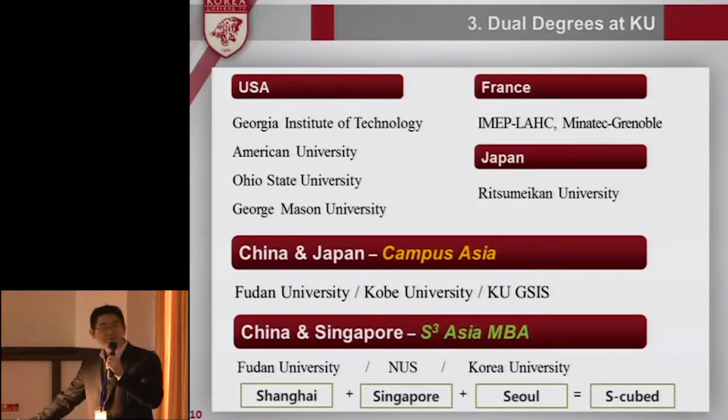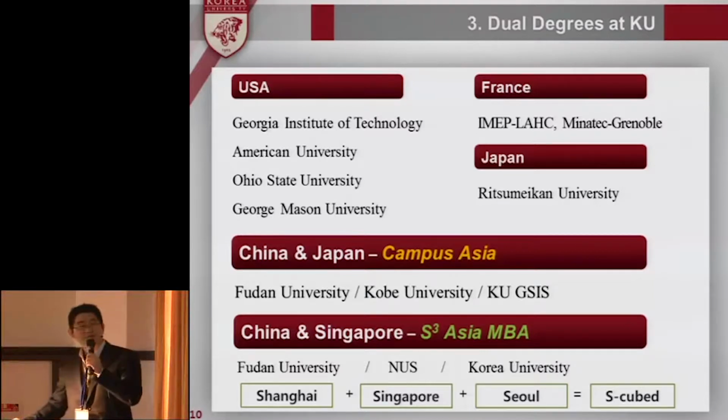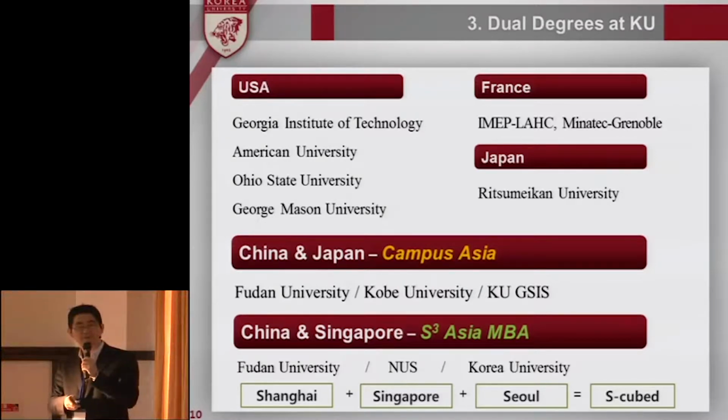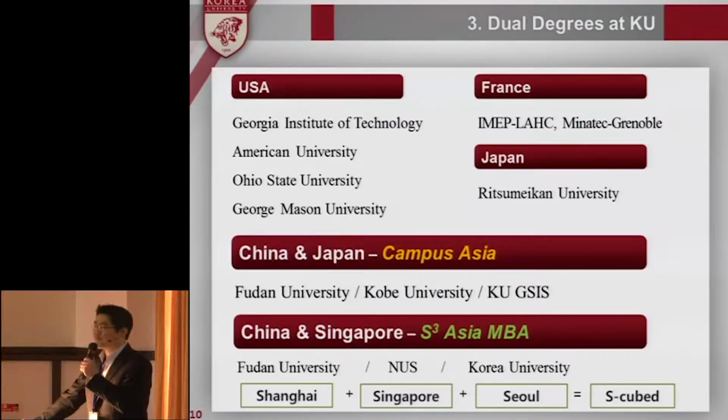One of the interesting programs that we have is the S-Cubed Asia MBA program. The three universities were all founded in 1905, so they have the same foundation year. And the cities where the universities are located all start with S: Shanghai, Singapore, Seoul, so it's the S-Cubed Asia MBA. When the Chinese, Japanese, and Korean governments issued guidelines for Campus Asia projects, it was introduced as one of the most successful programs currently running around the world.